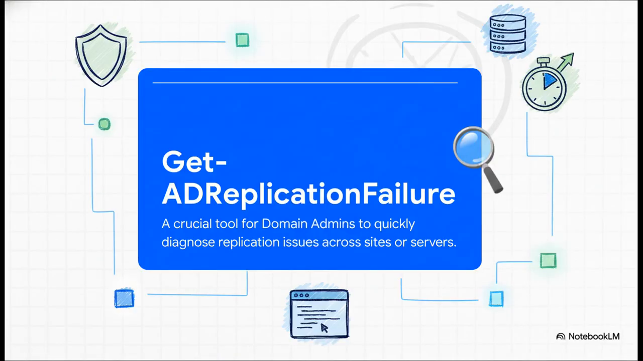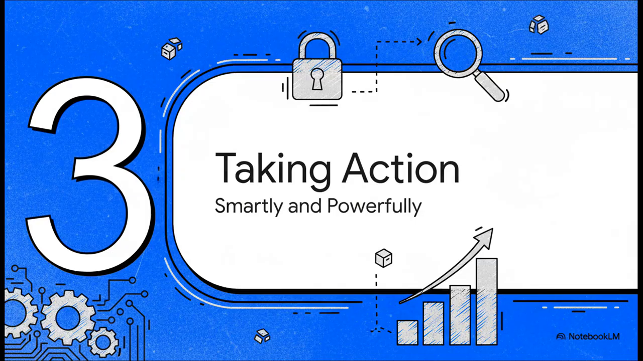Honestly, this command, which comes with the Active Directory module, is an absolute lifesaver. It scans your domain controllers, finds any replication errors, and tells you exactly which servers are failing to sync up and why. Running something like Get-ADReplicationFailure -Scope Site -Target Default-First-Site-Name gives you an instant health report for your entire AD site. So powerful.